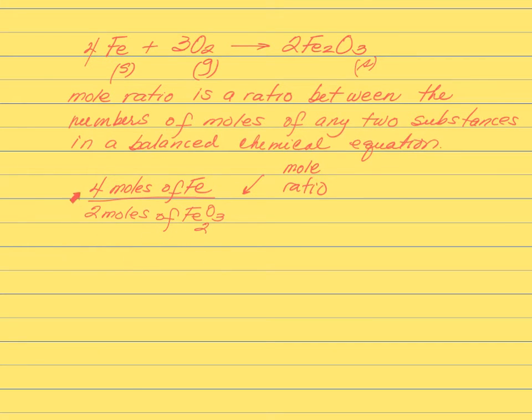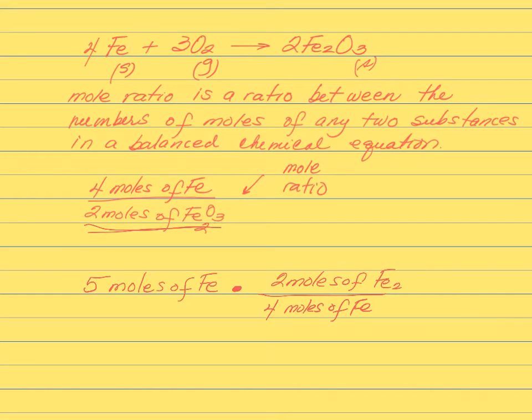But let's say that I don't have 4 moles of this. I have 5. How am I going to use this mole ratio to find the amount of the product that's going to be produced? Remember that you're always going to start with what you have: moles of iron. Always you're going to multiply by a conversion factor. You want to get rid of the moles of iron, so the moles of iron go into the denominator. 4 moles of iron, 2 moles of iron trioxide.